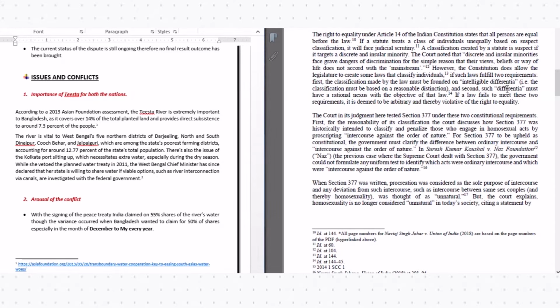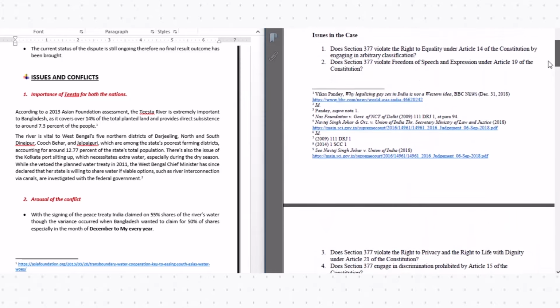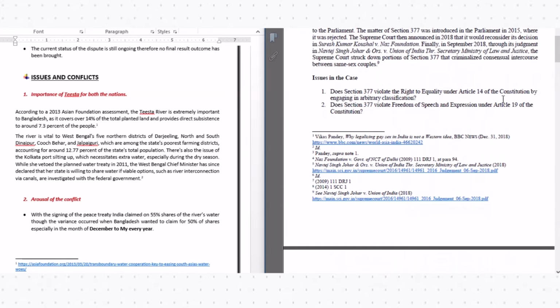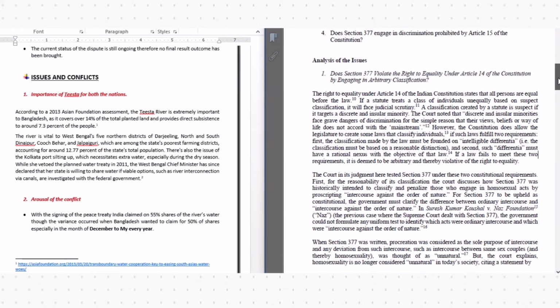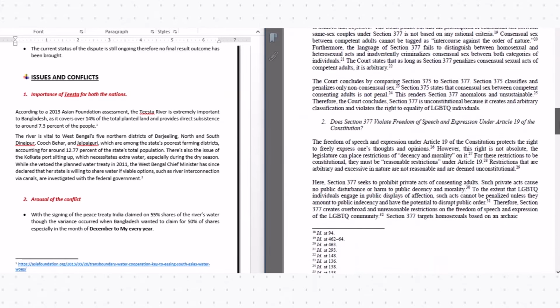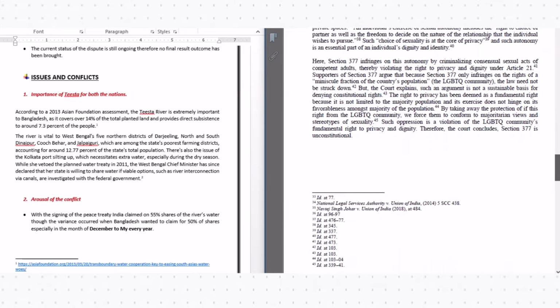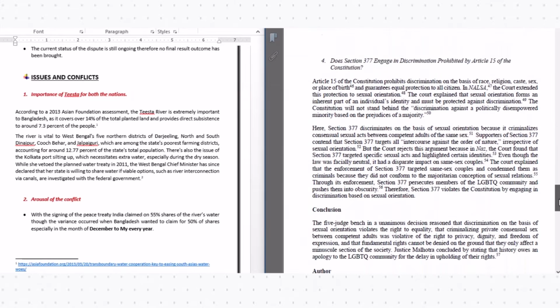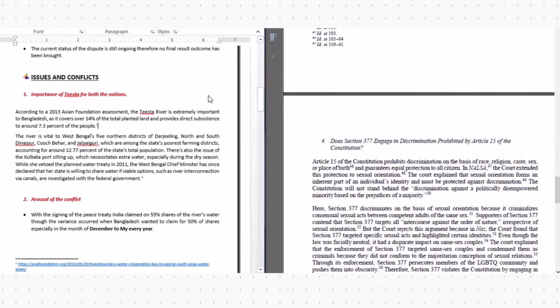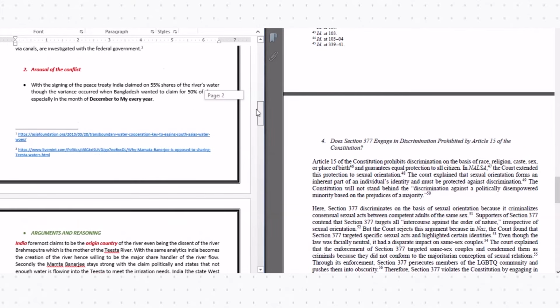Now moving on, you can write the issues in detail. So in my case briefing, for example, this was the issue, importance of Tista by both the nations. So I have written all and every aspect of the issue in this point itself. In the right one here, the writer has written the issues first and then they have explained it one by one. So whatsoever manner you find it comfortable and good to write with, you can do the same. They have mentioned all the points in detail, and here I have also done the same.